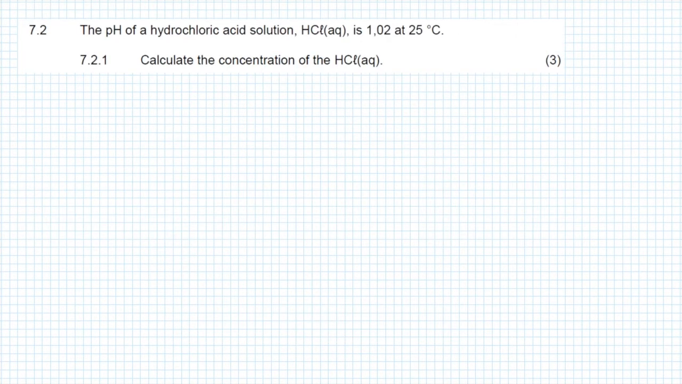Question 7.2 says, the pH of a hydrochloric acid solution, HCl, is 1,02 at 25 degrees Celsius. Calculate the concentration of HCl. We know that HCl in solution is going to ionize. So if we place it in the presence of water, it will ionize. It ionizes because it is covalently bonded. And we then end up with chlorine ions and hydronium ions.